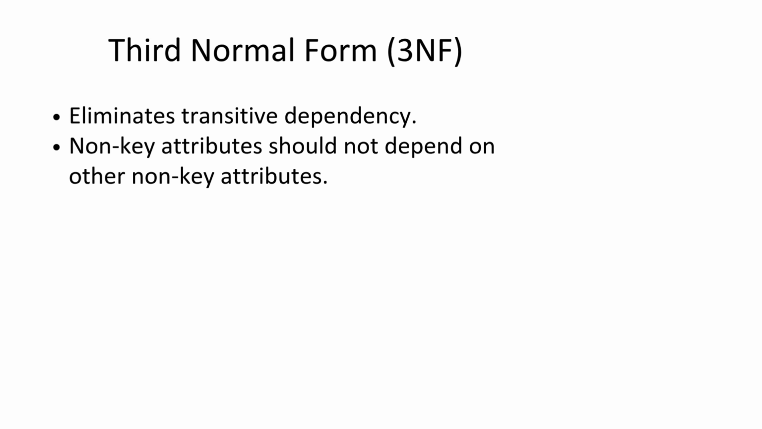Third normal form. To achieve third normal form, a table must be in second normal form and have no transitive dependencies. In other words, non-key attributes must depend only on the primary key, not on other non-key attributes. This prevents one non-key field from indirectly depending on another.